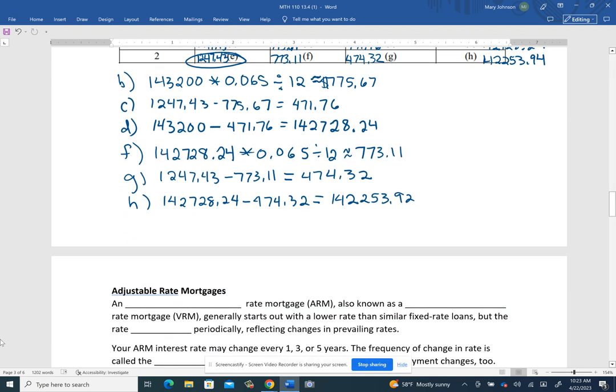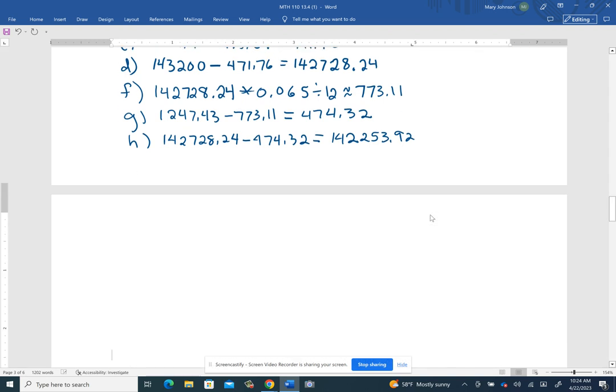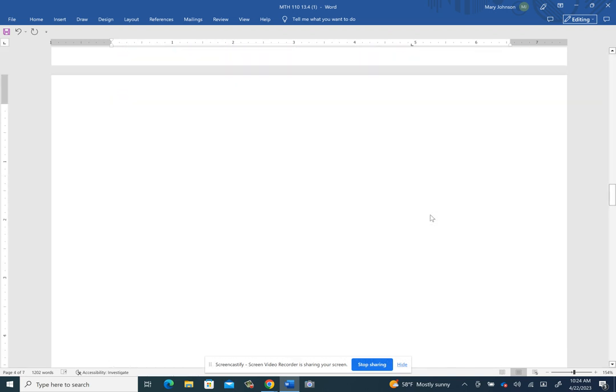All right, let me go ahead. I'm going to get some more paper in here and do one more. You could just do it on a blank sheet. Okay. Let's do one more of these. Let's just change the information and try it one more time.